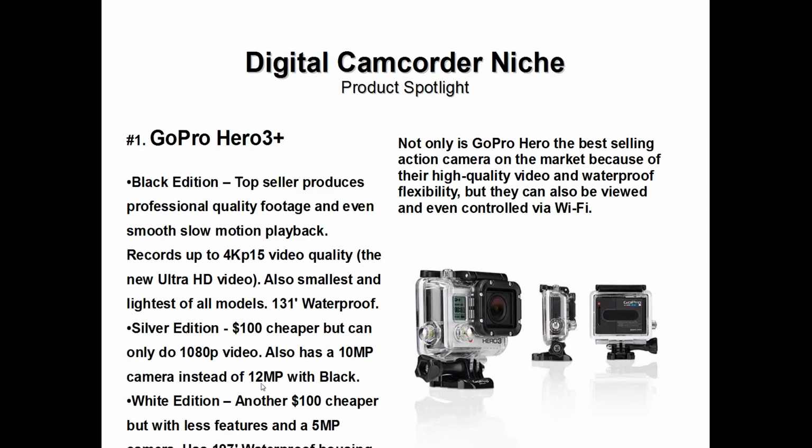Now, the camera itself is reduced from 12 megapixels on the Black Edition down to 10 megapixels on the Silver. So then for another $100 cheaper, you get even fewer features and you drop your camera down from 10 megapixels to a 5 megapixel camera. However, there are some appealing things about this White Edition that make it a better seller than the Silver. It has a waterproof housing on it that's different from the others. It is rated to 197 feet.